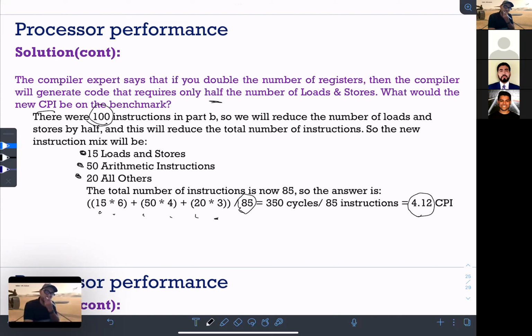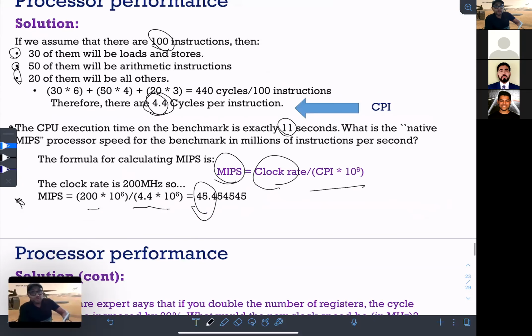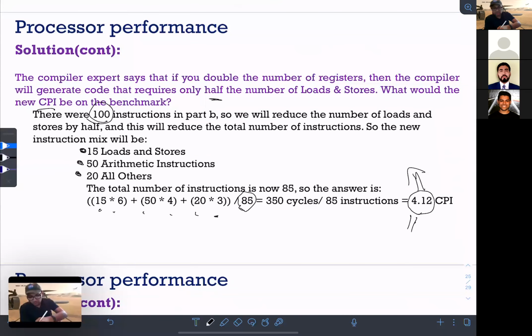4.12. And that's faster, because that's lower, right? Lower cycles per instruction. So basically, your CPI went from 4.4 to 4.12, which is not bad, right? What is the best number the CPI can be? 1.0 maybe. Yeah, it is 1.0. It's not maybe, it's for sure. You know what I mean?